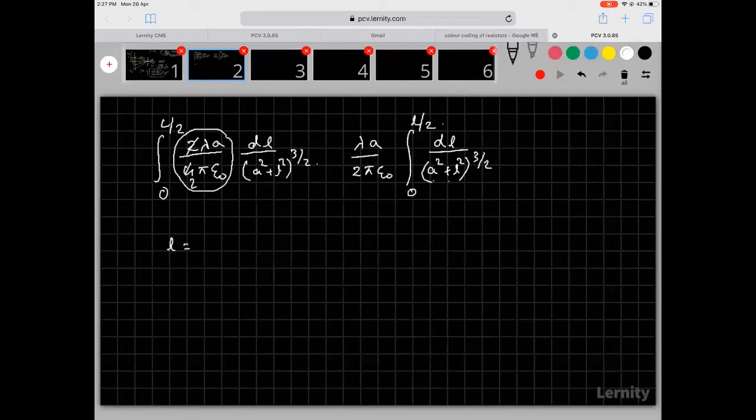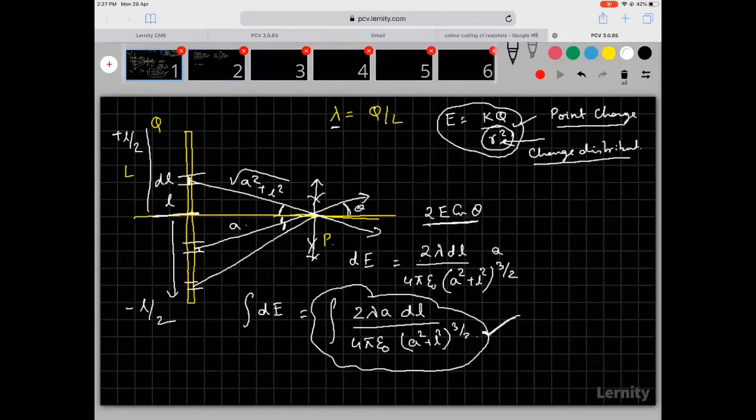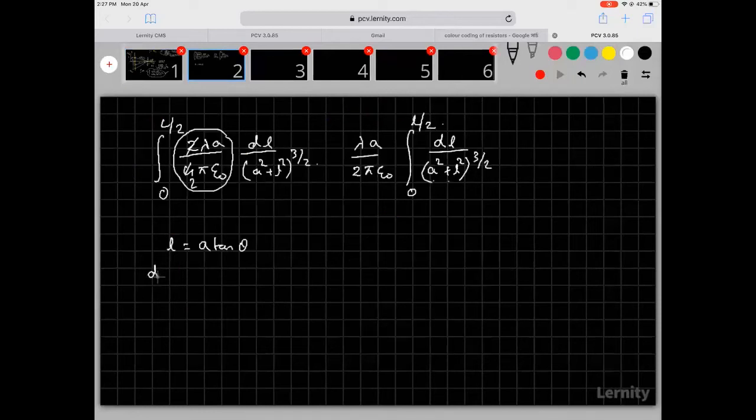Let L be equal to a tan theta. Let's go back to our definition and see if this angle is there: tan theta will become equal to L by A. So L is equal to a tan theta. So what is dl equal to? dl by d theta is equal to a secant squared theta. So dl is equal to a secant squared theta d theta.